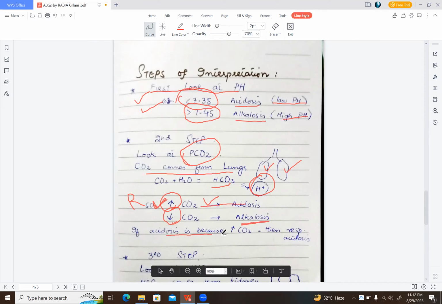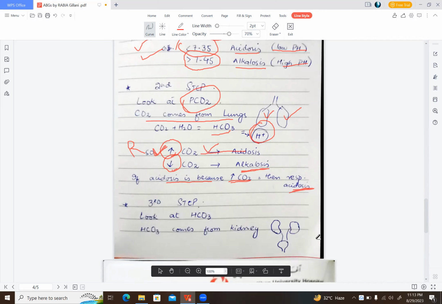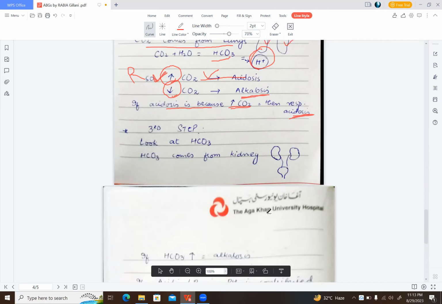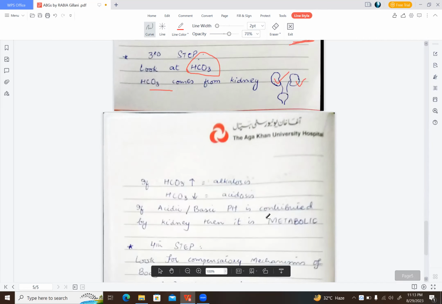If acidosis is because of increased carbon dioxide, then it is respiratory acidosis. If it is because of decreased bicarbonate, then it is metabolic. Third step is looking at the bicarbonate. Bicarbonate comes from the kidneys. Whenever it increases, it causes alkalosis, and whenever it decreases, it causes acidosis.